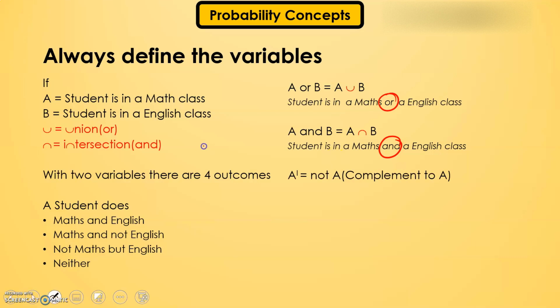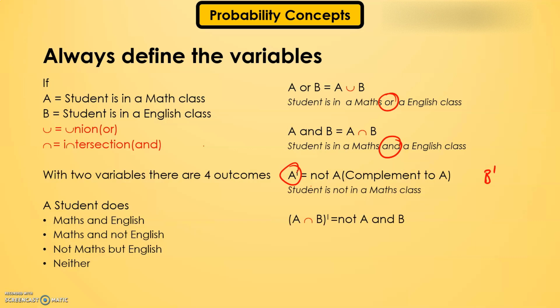The other thing is a little dash here. We can quickly change any of the variables to their complement, which is the opposite. So the complement of rolling a 6 is not rolling a 6. The complement of being in a maths class is not being in a maths class. And of course, that's different from being in an English class. So a student is not in a maths class.